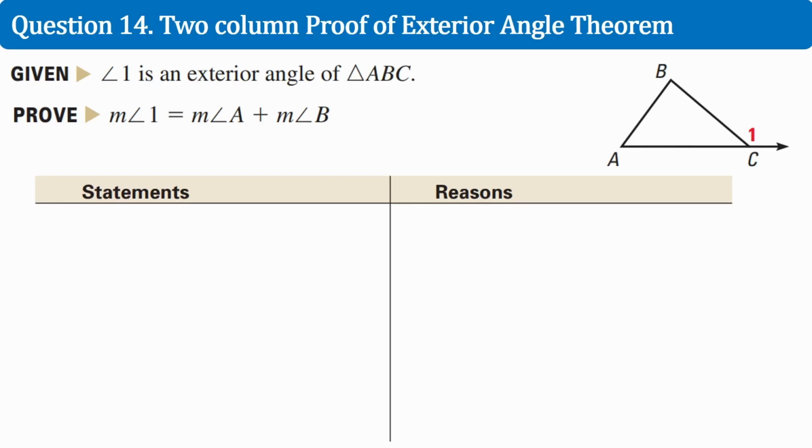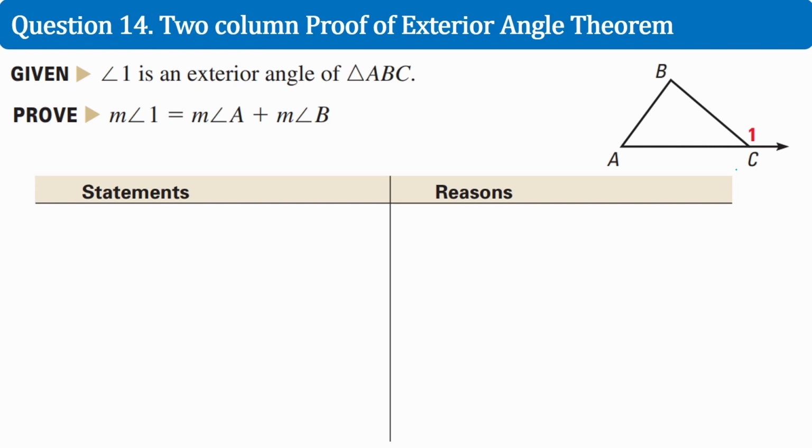Question 14 is the two-column proof for the exterior angle theorem. Given angle 1, which we see right here, noted in red, is an exterior angle of triangle ABC. Your job is to prove that the measurement of angle 1 equals the measurement of angle A plus the measurement of angle B.